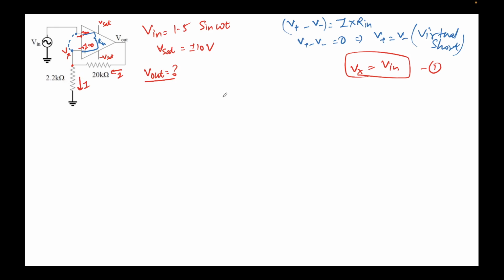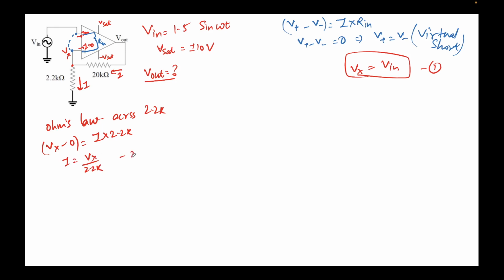So I'll write here Ohm's law across 2.2k. I'll write the potential drop, that is Vx minus 0, equal to the current flowing, which is I, times the resistor value, 2.2k. So I'll get I equal to Vx upon 2.2k.